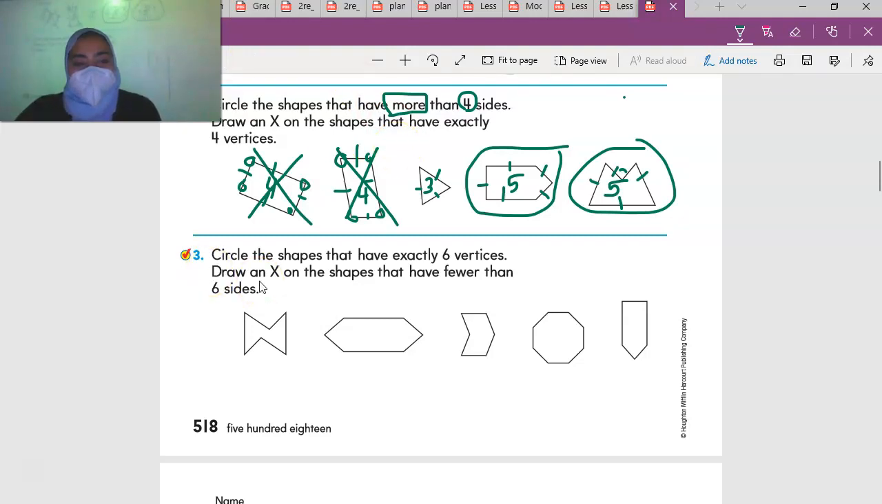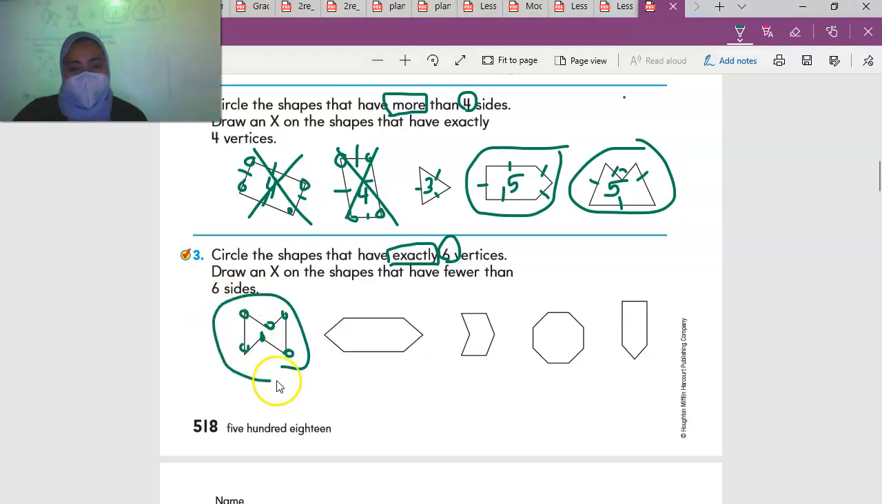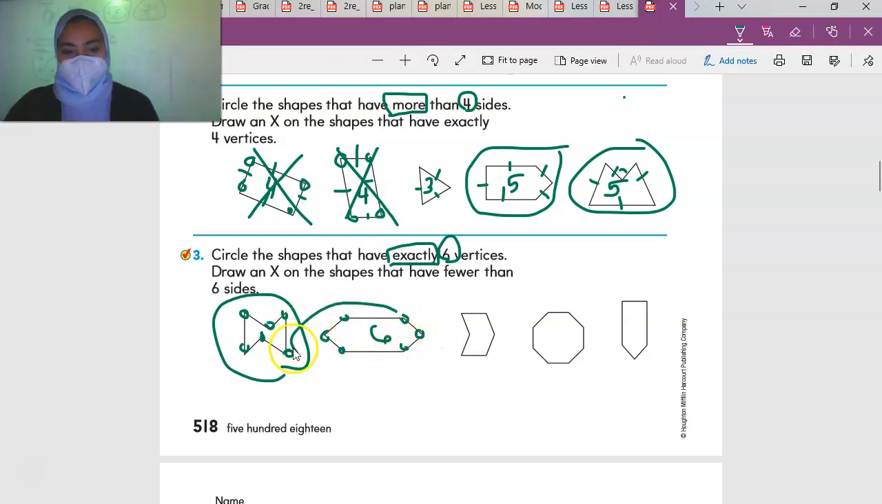All right, let's look at 3. Circle the shapes that have exactly 6 vertices. So let's start there. Exactly. I'm going to box that. Circle. Okay, 1, 2, 3, 4, 5, 6. Does this one have exactly 6? So I'm going to circle that. Okay, let's see this one. Does it have 6? 1, 2, 3, 4, 5, 6. Yes, it does have exactly 6. So I'm going to circle it.